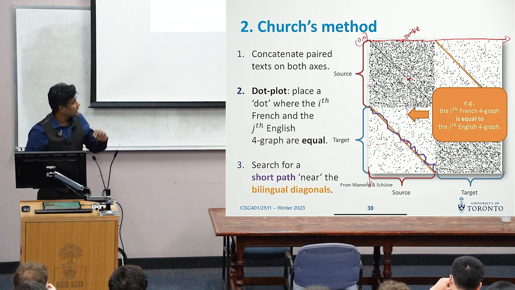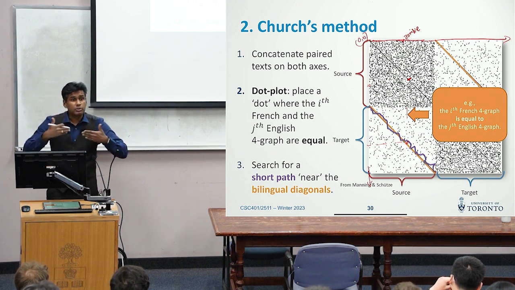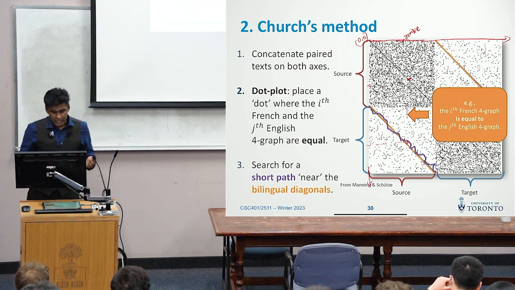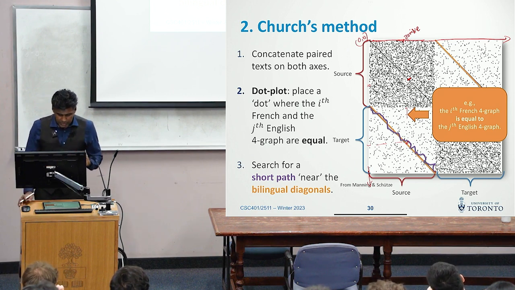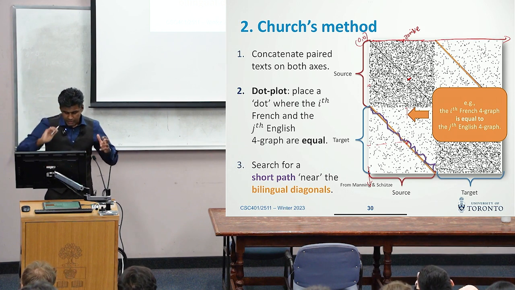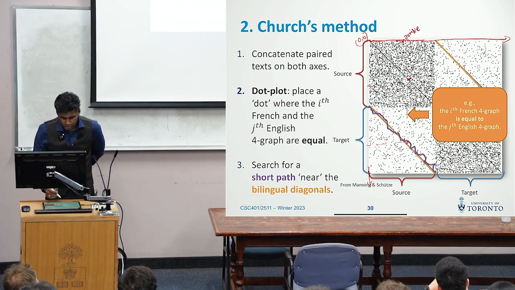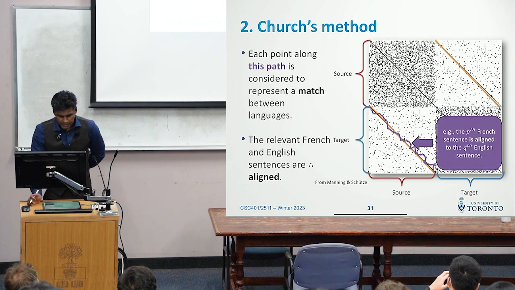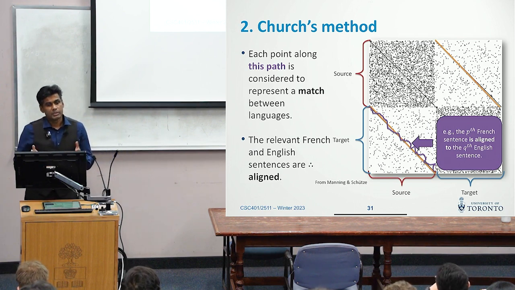Now you can see the dark quadrants on the top left and the bottom right. They're almost one-to-one correspondence because they're the same source and target. What we're interested in is the lighter quadrants on the bottom left and on the top right, which basically find the anchor points between the source and target language. Once we have plotted this, we try to find a short path near the bilingual diagonals. The way it does the alignment is that each path is considered to represent a match between the languages.